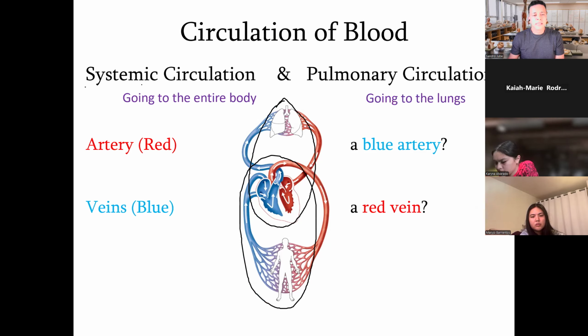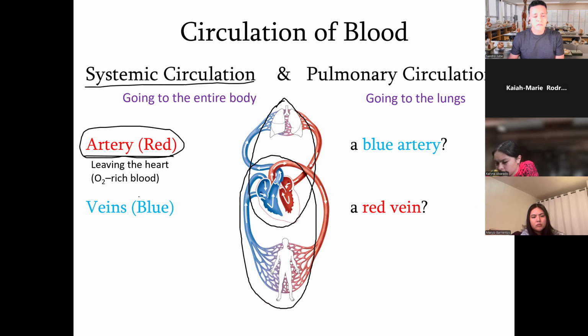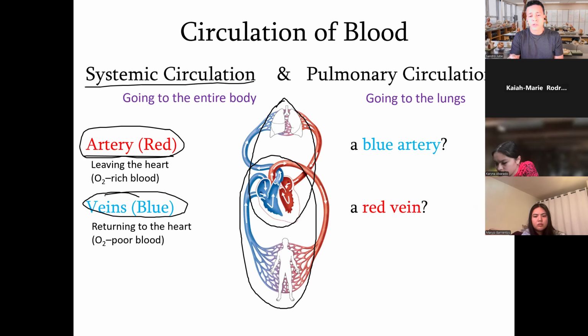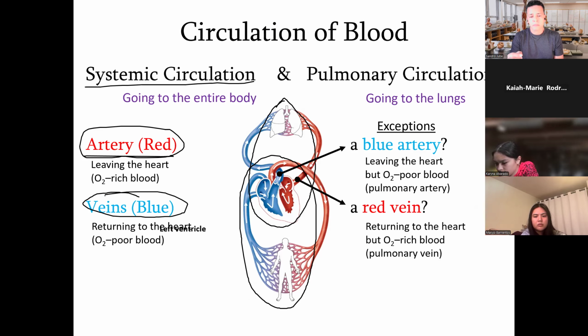We can see that in the systemic circulation, the arteries are labeled in red because they are carrying oxygen-rich blood, and the veins are blue because they are carrying oxygen-poor blood. But in the pulmonary circulation, it is the opposite. In the pulmonary circulation, the arteries are blue and the veins are red. Okay, because now the arteries are carrying oxygen-poor blood, which is going to go to the lungs to become oxygenated, and the veins are carrying oxygen-rich blood, which is returning to the heart.